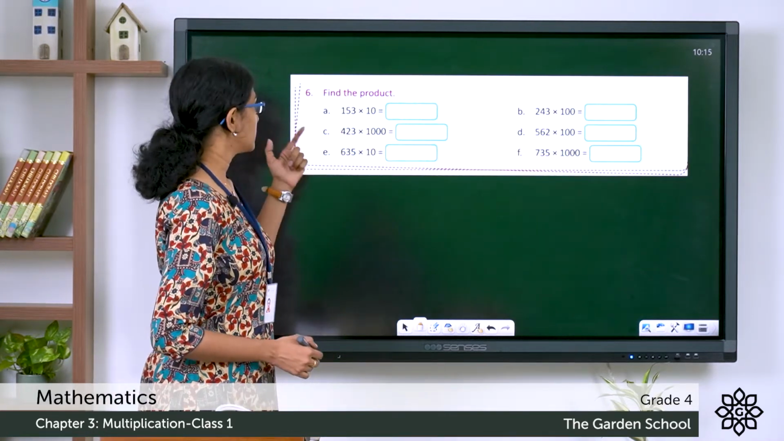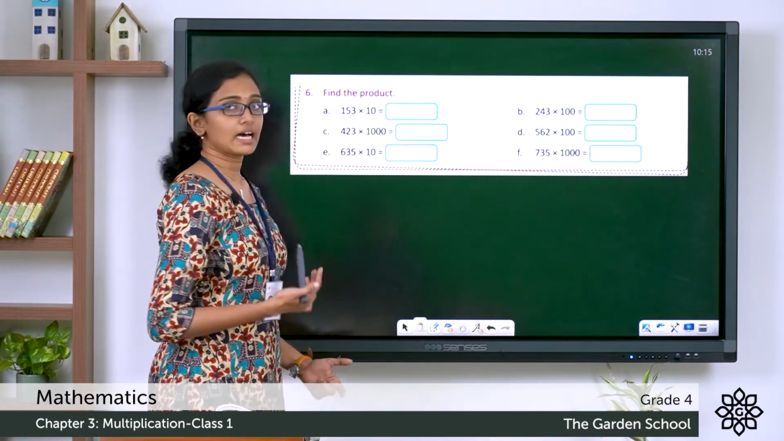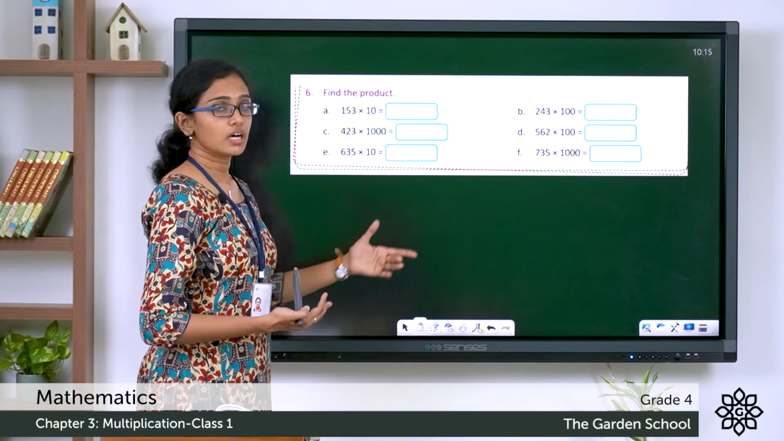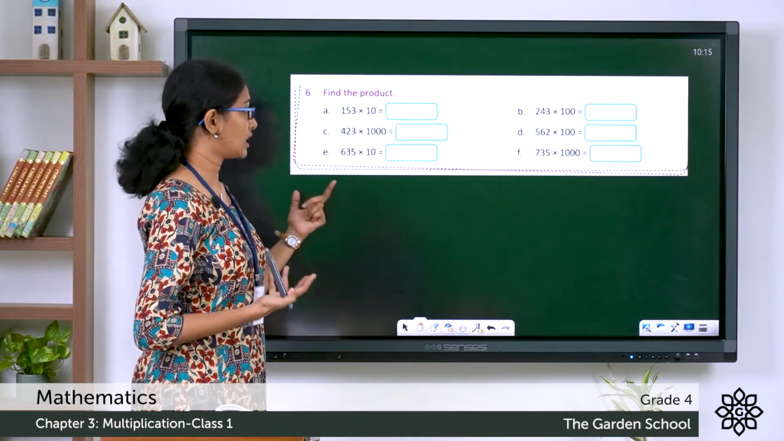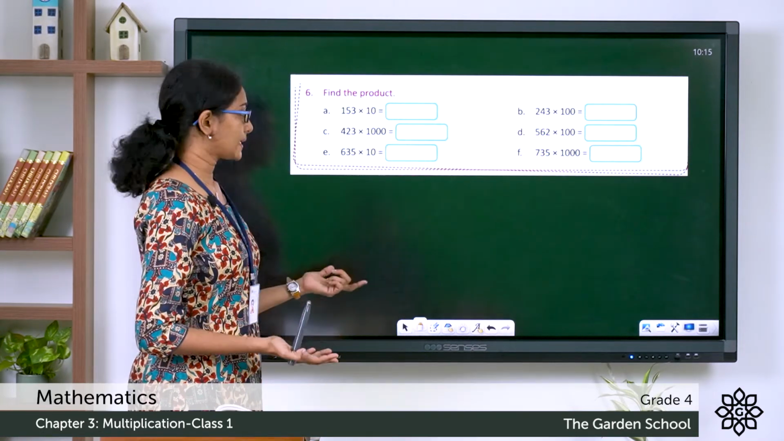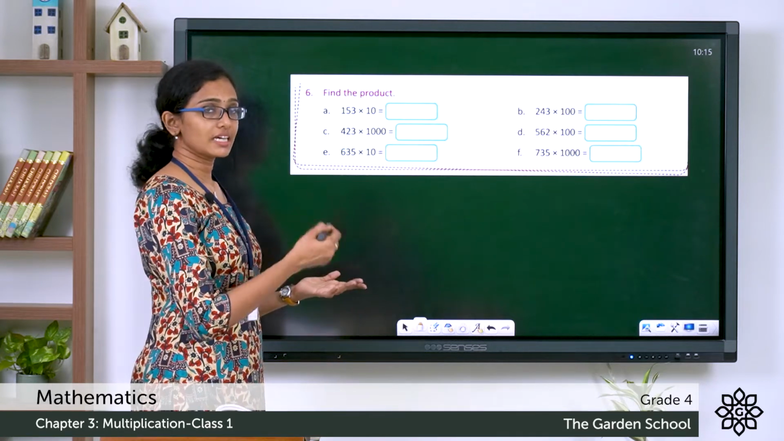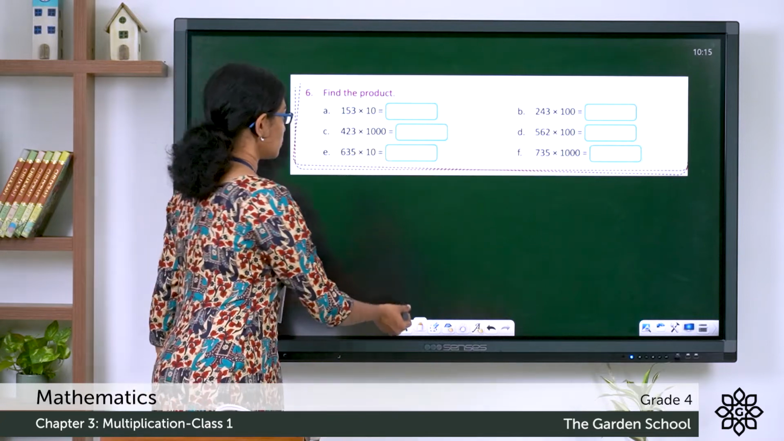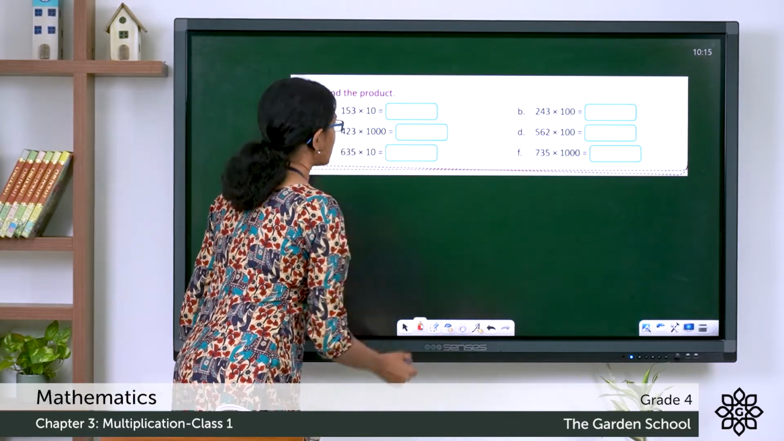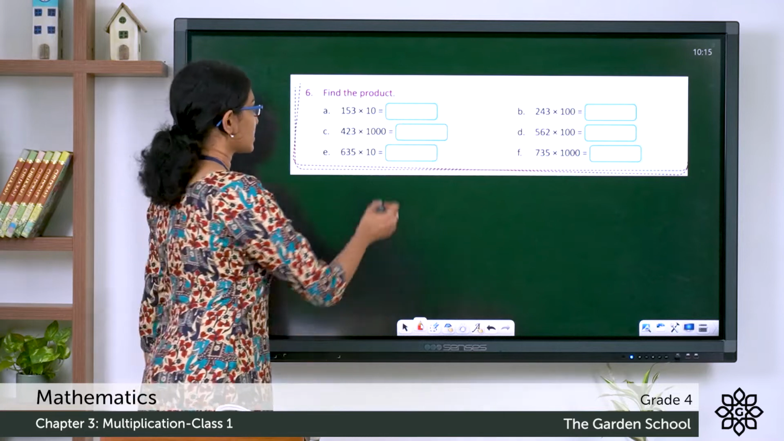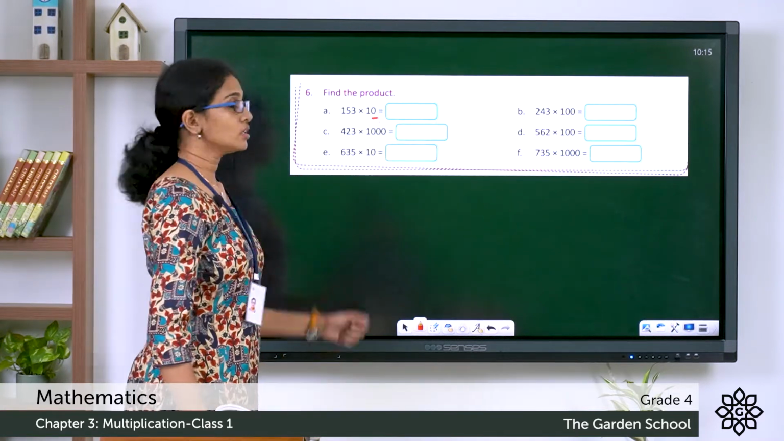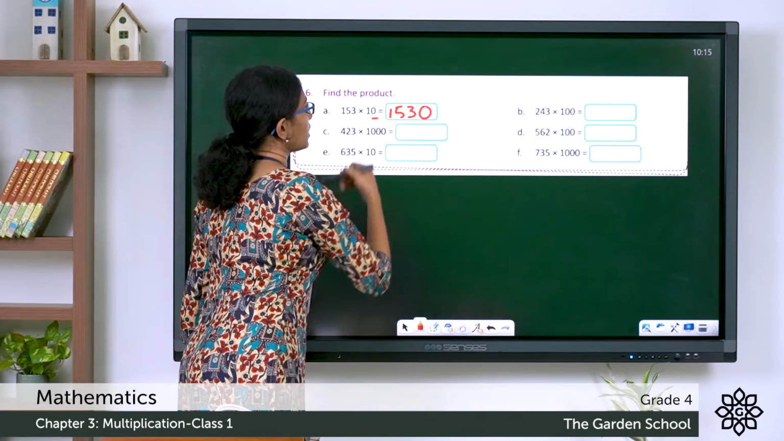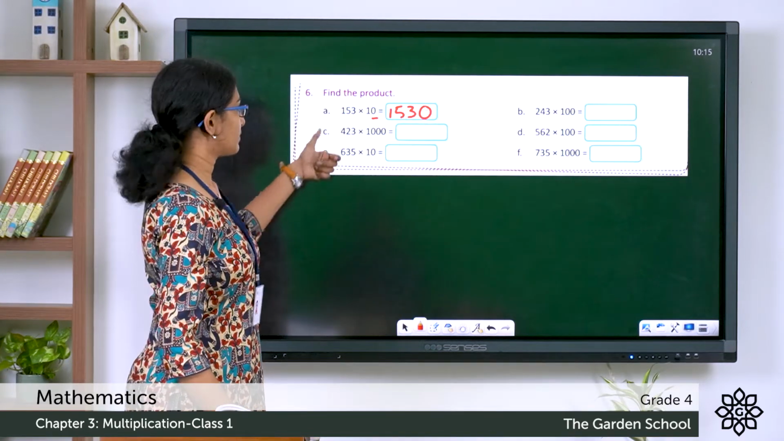Find the product. So, we have learned in lower classes multiplying a number by 10 or 100. To multiply a number by 10, 100, 1000 or like that, you have to just add the equivalent number of zeros to the right of the given digit. So, the first one, 153 into 10. So, there is 1 zero in 10. So, you have to just write down the number and put 1 zero to the right of the given number.